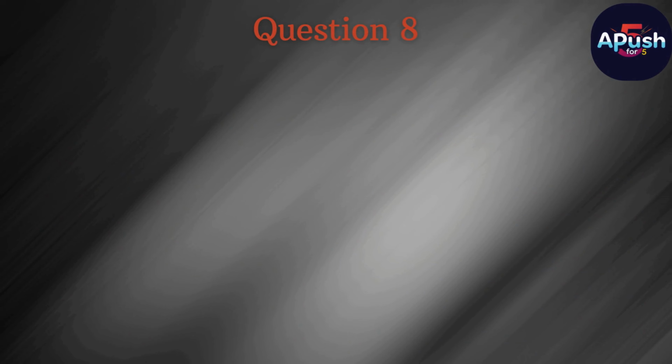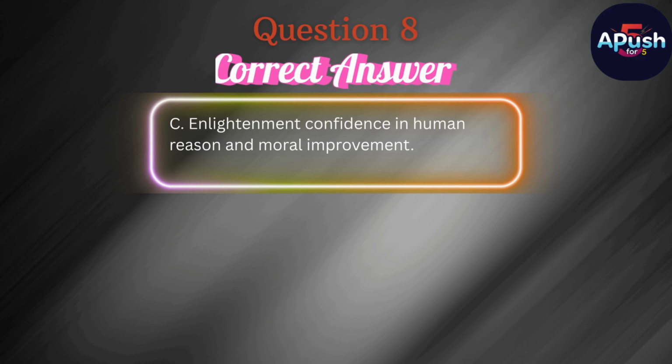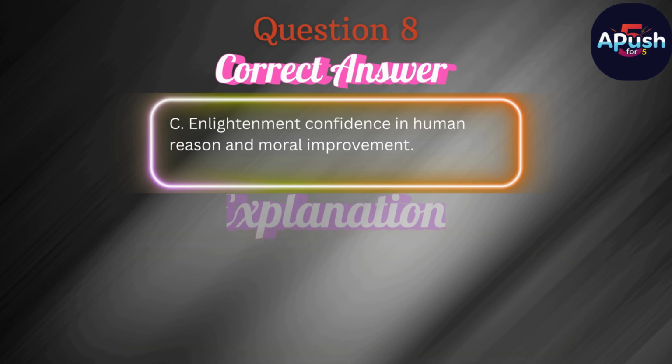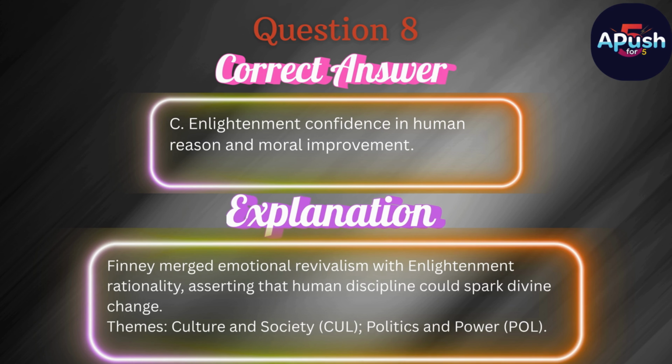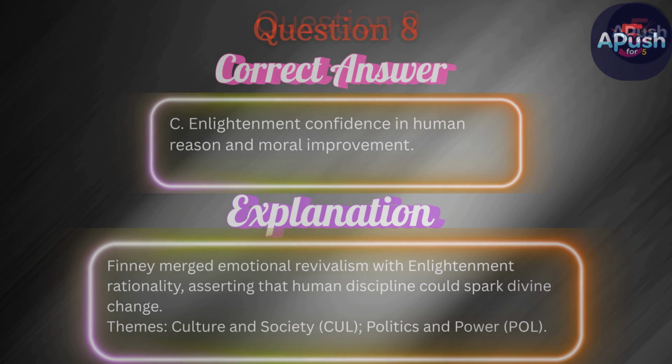The correct answer is C. Enlightenment confidence in human reason and moral improvement. Finney merged emotional revivalism with Enlightenment rationality, asserting that human discipline could spark divine change.